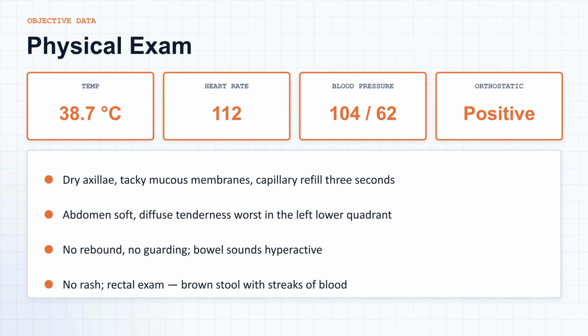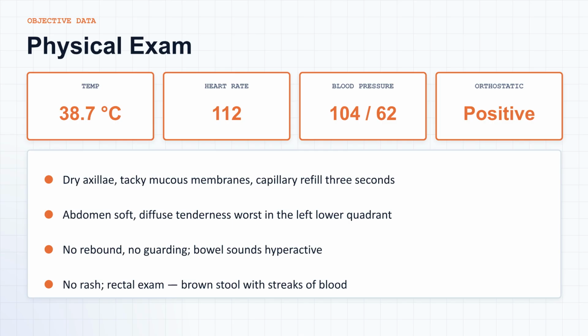On exam, he looks unwell. Temperature is 38.7 degrees Celsius. Heart rate is 112. Blood pressure is 104/62 lying down, and it drops when he sits up. His mucous membranes are dry and his axillae are dry. Capillary refill is 3 seconds.